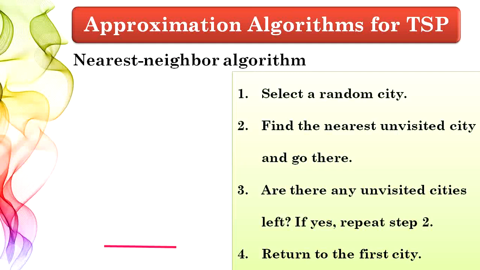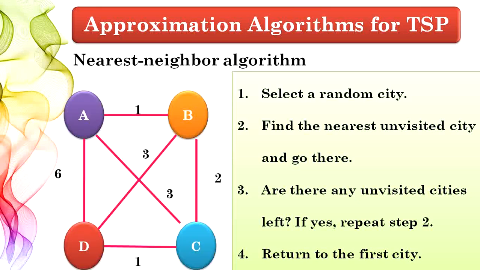The first approach is the nearest neighbor algorithm. These are the steps we need to follow. Select a random city and find the nearest unvisited city and go there. Check if there are any unvisited cities left. If the answer is yes, repeat step 2 and return to the first city.